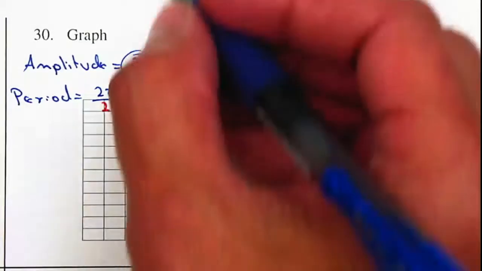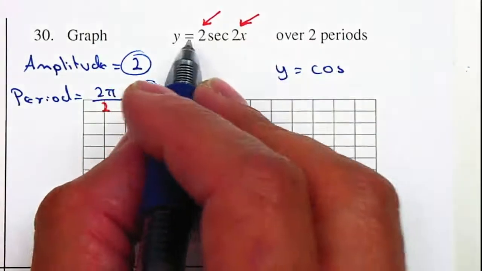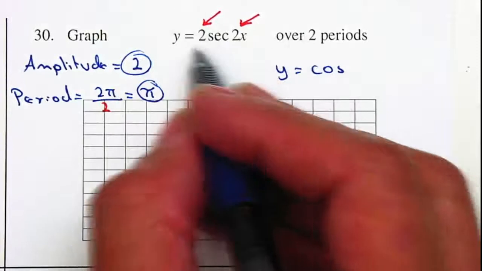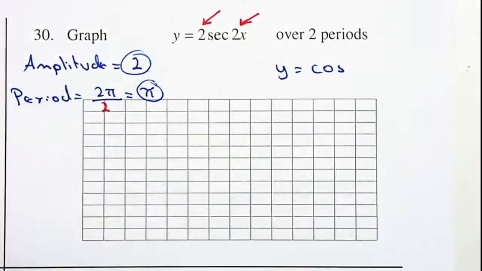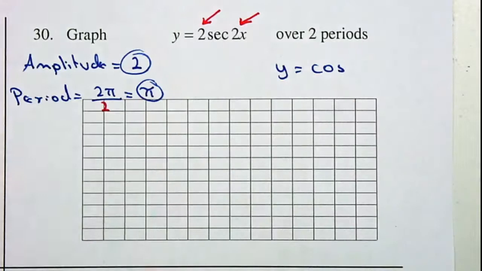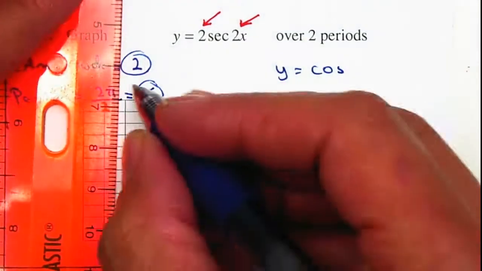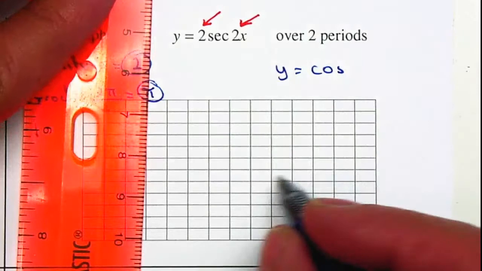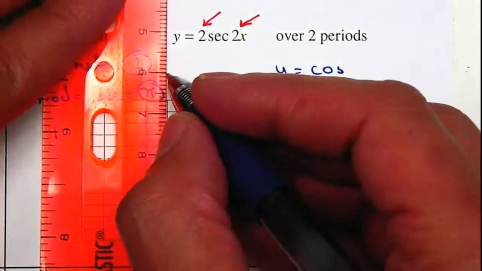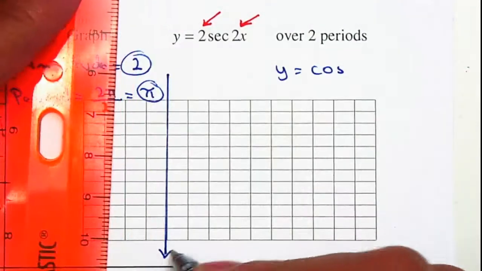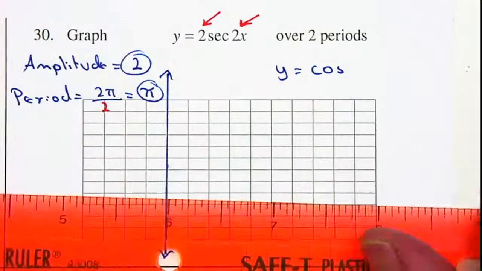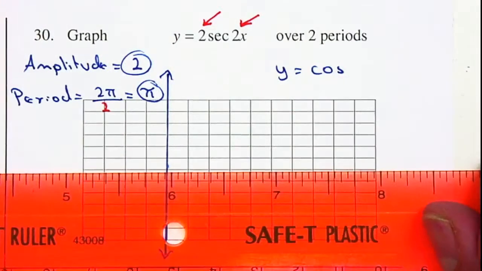And there's no vertical shift or phase shift. There's no vertical or horizontal shift. So those are the only things that we need. I'm going to make my x and y axis. And I need to go over 2 periods, and each one's pi. So if I do everything by 4, I should have enough space if I place my y axis here. And I'll place my x axis here.